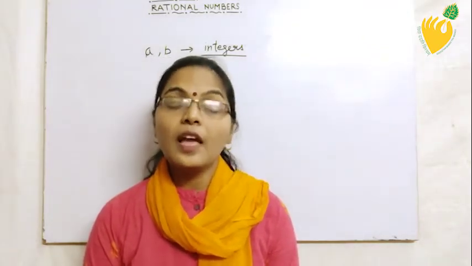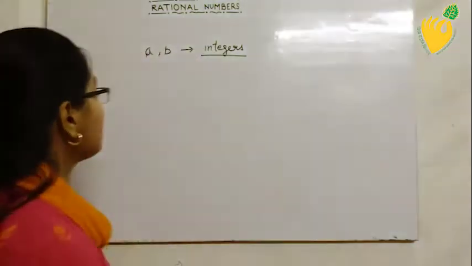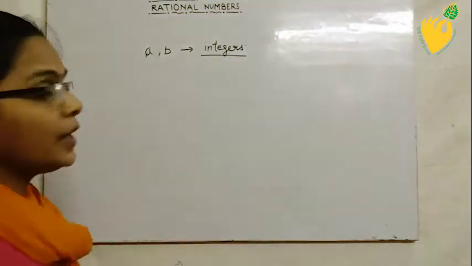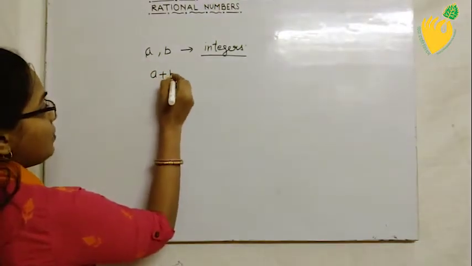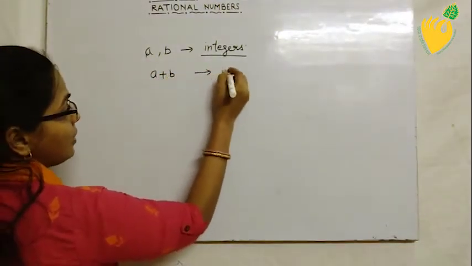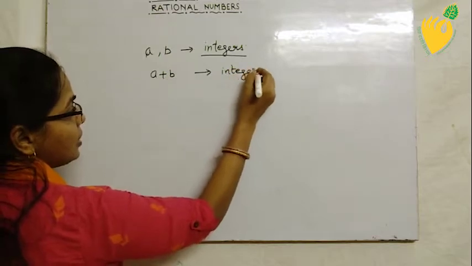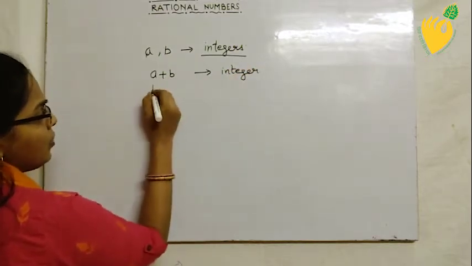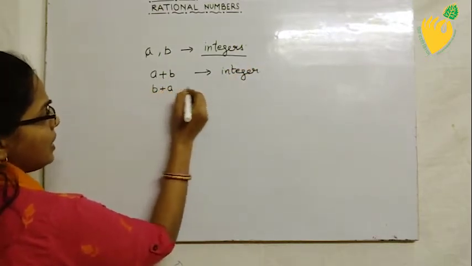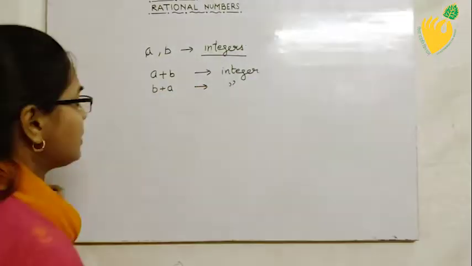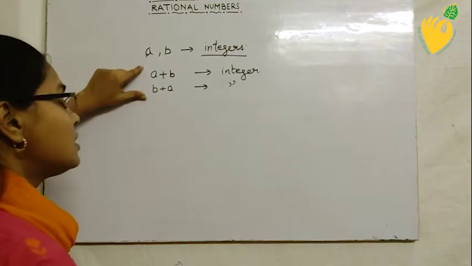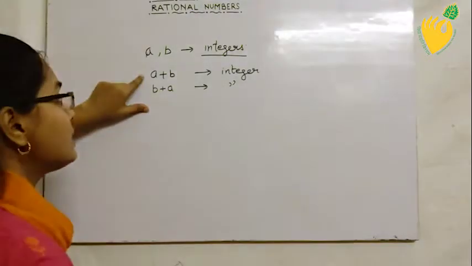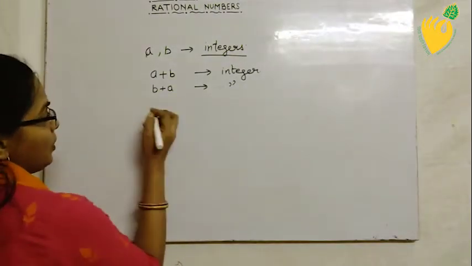Let's see. Let us take few examples, students. Suppose a and b are two any integers. Then a plus b is also an integer. In the reverse way, you can also say that b plus a is also an integer, which means this holds the commutative property as well as closure property.